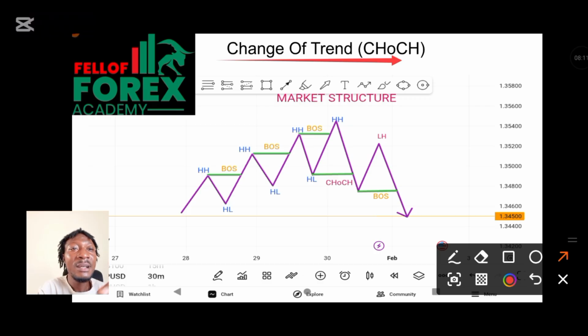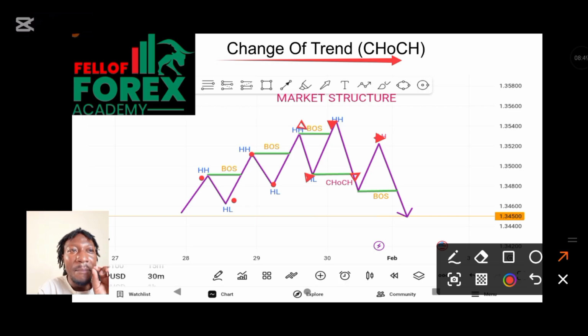All right, change of character. Now, you see, we're creating higher highs and higher lows, right? Going up, causing a break of structures. At this point, you see, we took out the last higher low. And when price took out this higher low, it caused what we call a change of character, which is a change of trend. Automatically, the trend has changed from an uptrend to a downtrend. You see, the next high that was created is lower than the previous high, telling you we are now creating lower highs and lower lows.